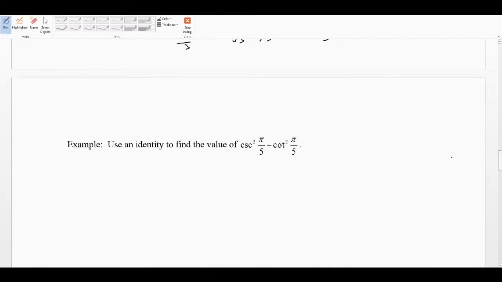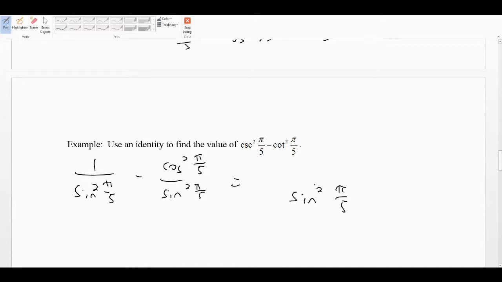So let's see what we can use. Cosecant squared, I'm going to write it like this. That's the same as 1 over sine squared of pi fifths. Cotangent, since I have a sine squared on the bottom here, I'm going to use the cosine over sine identity. So that's cosine squared pi fifths over sine squared pi fifths. Now what that means is I have a like denominator, so I keep the sine squared pi fifths on the bottom, and on the top I have 1 minus cosine squared pi fifths.